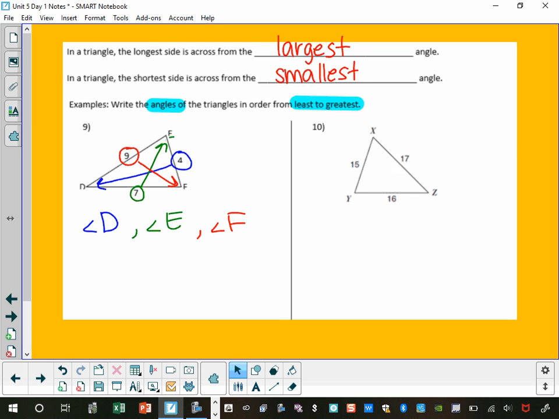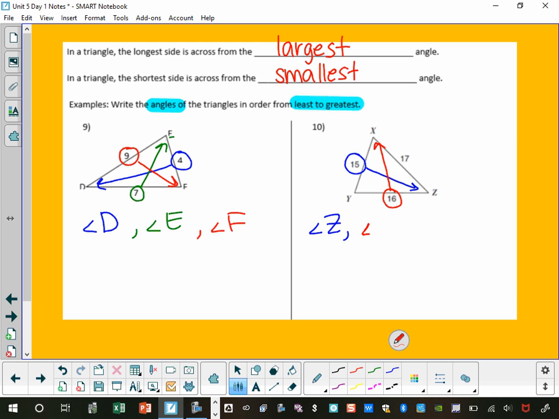So number 10, I'm still doing least to greatest. I have sides 15, 16, and 17. Sydney, which side is my shortest side? 15. So which angle is directly across from that? Z. Good. So I'm going to do angle Z is my smallest angle. Diana, which number comes next? Which side is the shortest side now? 16. So which angle corresponds with that side? It's directly across from it. S.